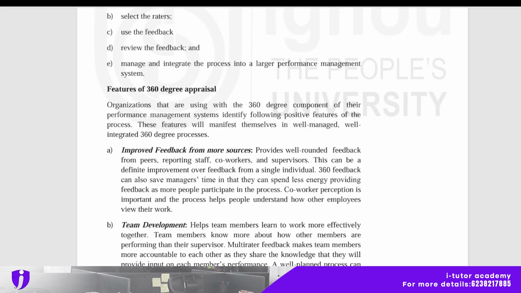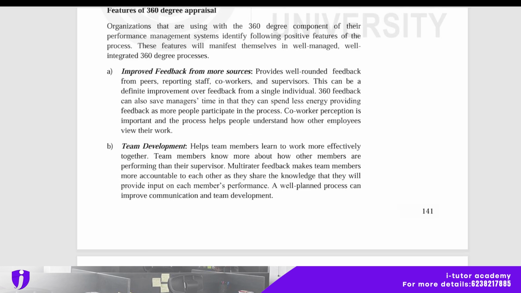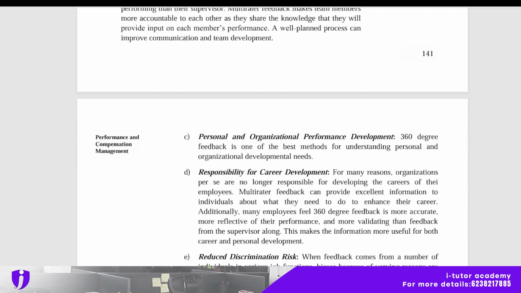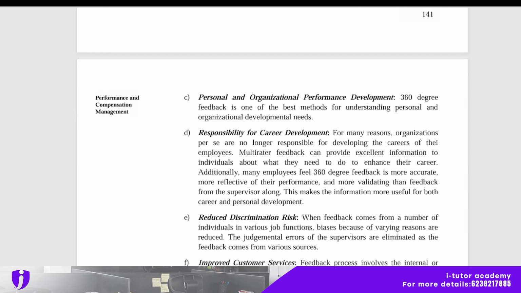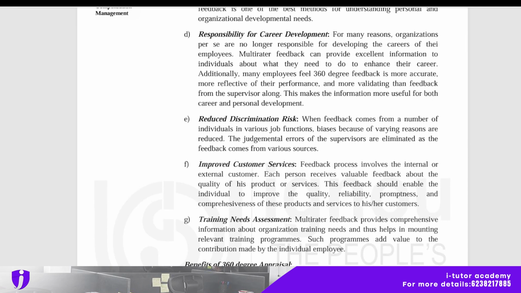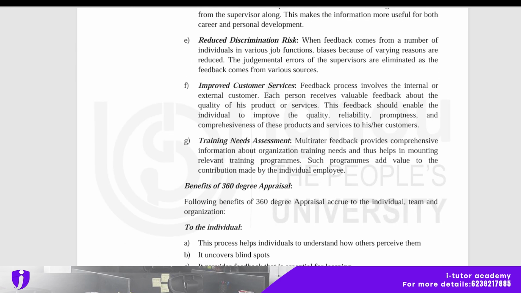Features of 360-degree appraisal. Organizations that are using the 360-degree component of their performance management system identify the following positive features of the process. These features will manifest themselves in a well managed, well integrated 360-degree process. First one is improved feedback from more sources. Second is team development. Third is personal and organizational performance development. And fourth one is responsibility for career development. Fifth is reduced discrimination risk. Sixth is improved customer service. And last one is training needs assessment.